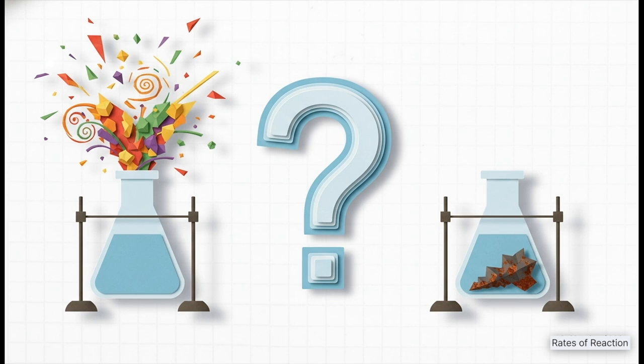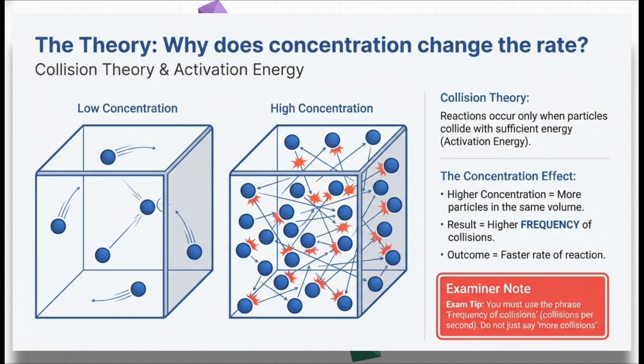So, why do some reactions happen in a flash, while others, like rusting, can take years? Well, the answer to pretty much everything in this topic comes down to one brilliant idea: collision theory. Get your head around this, and everything else will just click into place. For any reaction to happen, two things have to occur. One, the particles have to physically bump into each other. Two, they have to smash into each other with enough energy to actually do something.